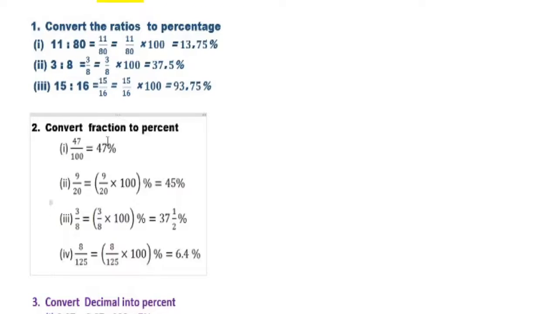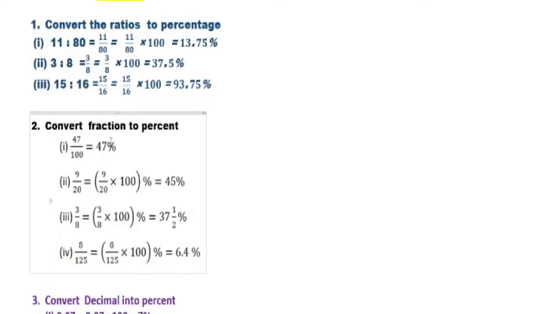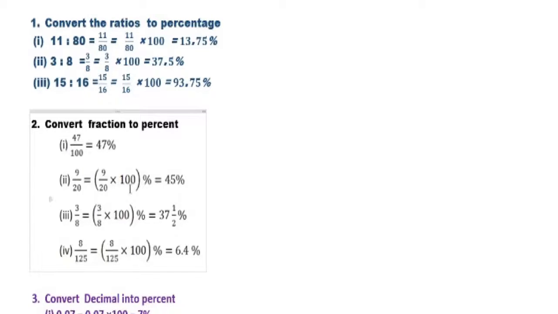Now the second one, convert fraction to percent. How to convert a fraction into percent? So first one, 47/100. Percent means per 100. It is given 47 out of 100. That means it is 47%. And second one, 9/20. For converting into percent, you have to multiply it by 100. So 9/20 into 100. Simplify it, you will get 45%.